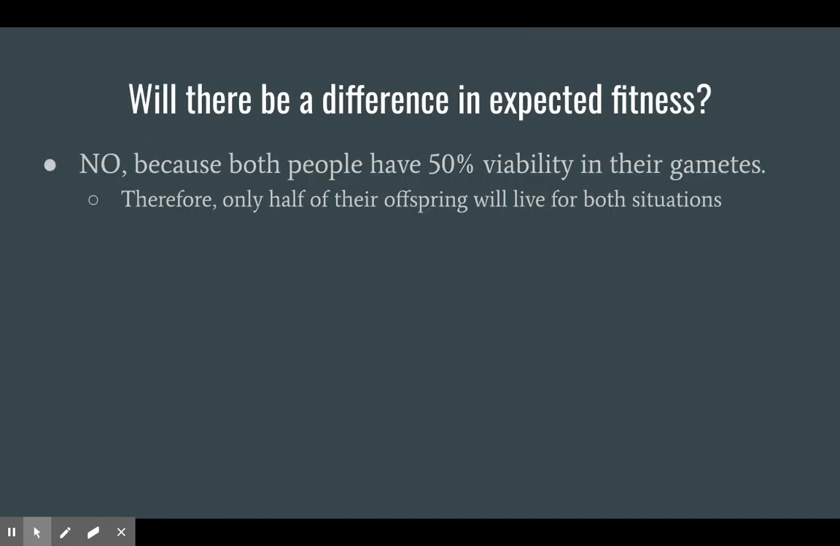So in comparing these 2 instances, will there really be a difference in expected fitness between the 2 of them? The answer to this is no, because both people have 50% viability in their gametes. Therefore, only half of their offspring will live for both situations, and they're about equal.